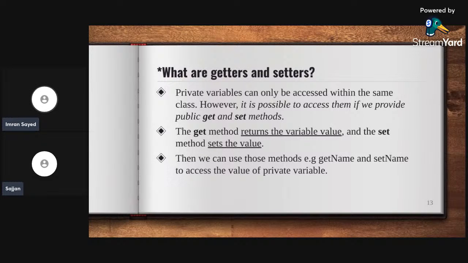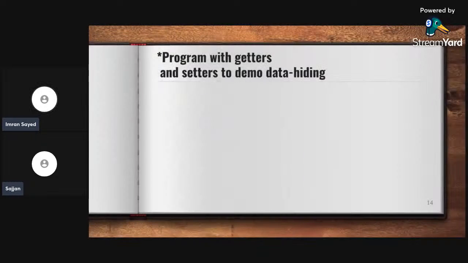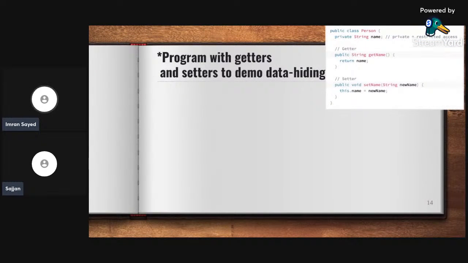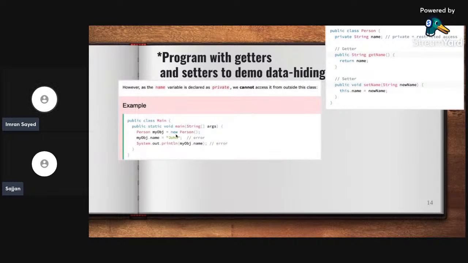Then we can use those methods, for example getName and setName, to access the value of the private variable. So let's take an example. There's a class called Person. We have a private variable called name with the type String. If we try to access it, like if we try to change the name value after instantiating it, you can see that we get an error. We try to print it, we get an error.